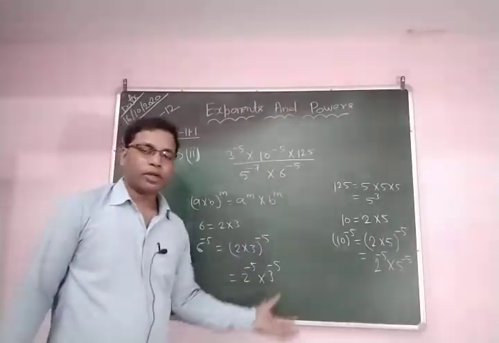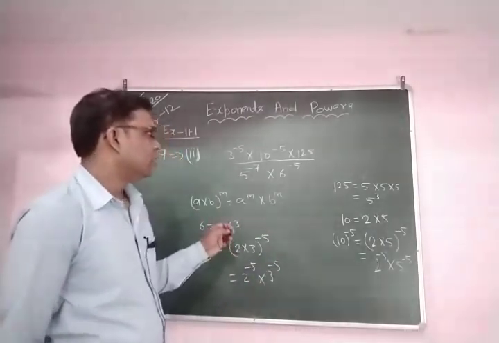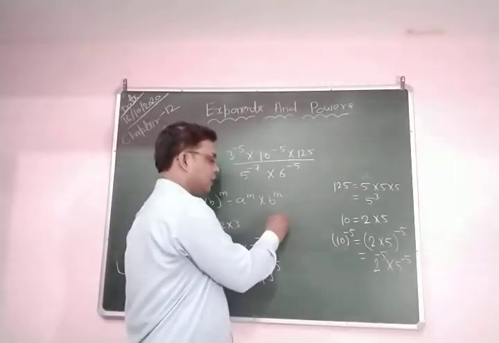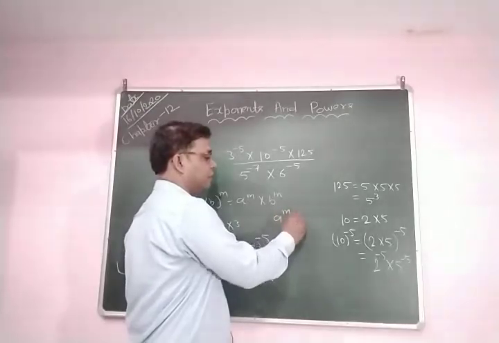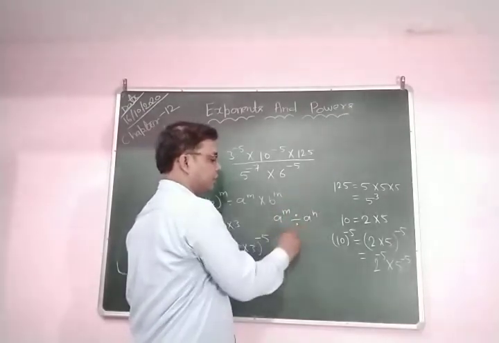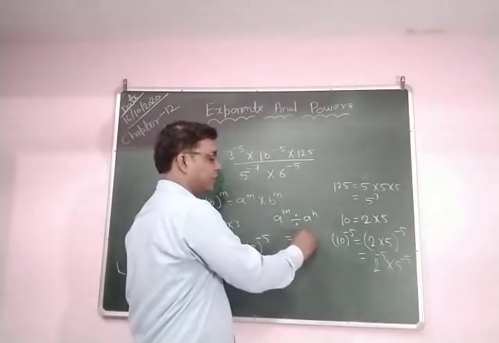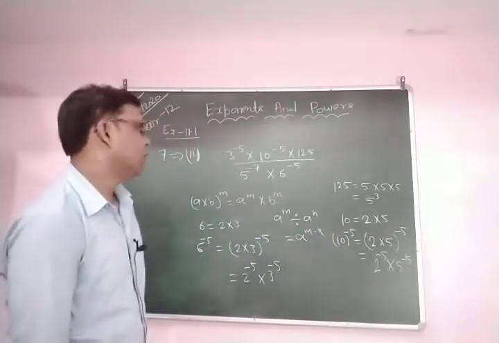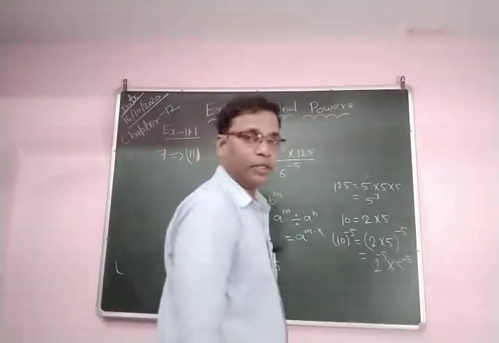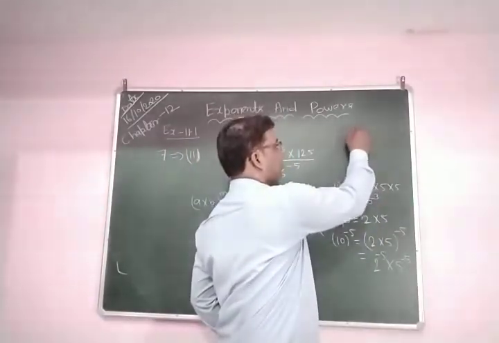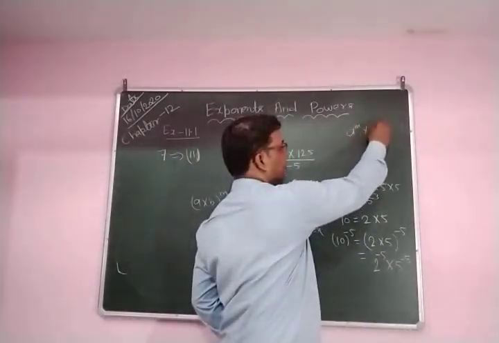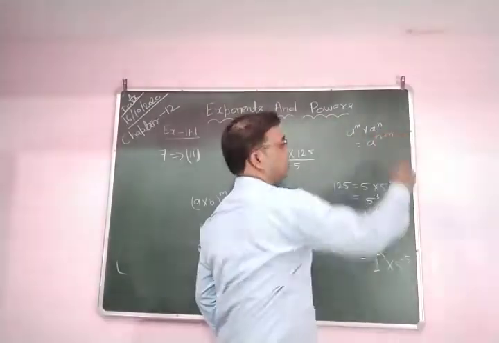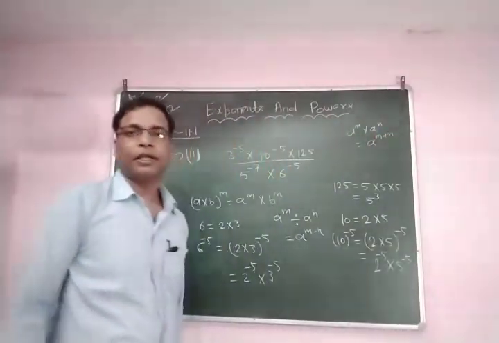This is the important part to solve these questions, and you know very well this law of exponents. If a power m divided by a power n, this is equal to a power m minus n. This is clear? And another law of exponent, a power m into a power n, this is equal to a power m plus n. Clear?